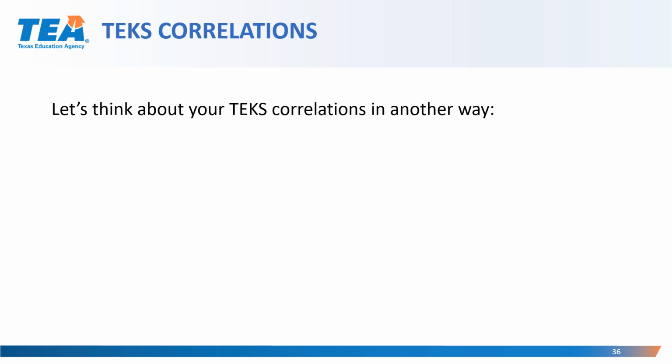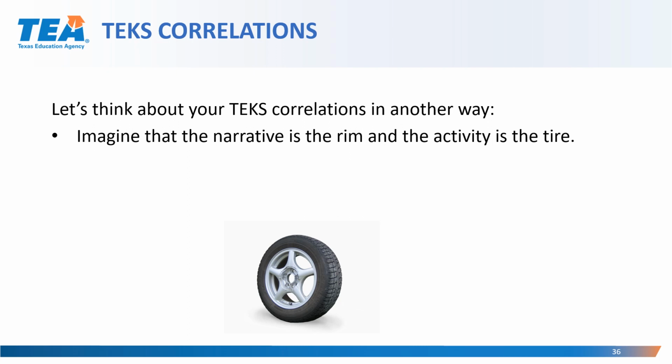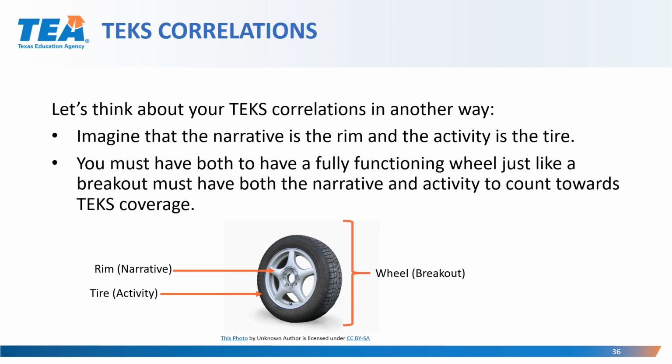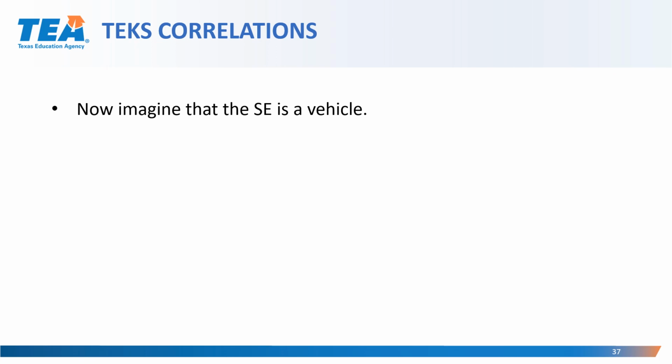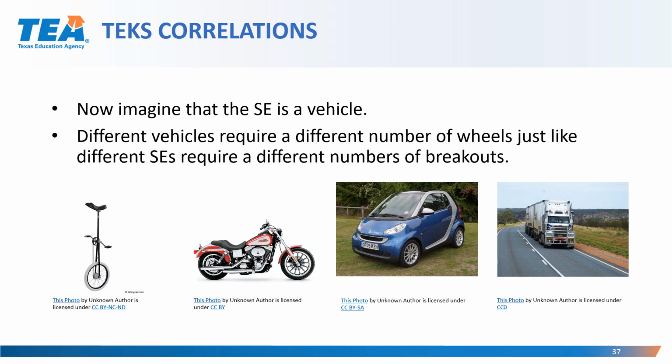Hopefully, you're following along, but in case you need to see the information in a different way, think about a wheel. Now, imagine that the narrative is the rim of the wheel and the activity is the tire. If you want your wheel to work, you must have a rim and a tire in good working condition, just like a breakout needs a narrative and an activity in order to count towards coverage of an SE. If the breakout is a wheel, then the student expectation is a vehicle. And you need a different number of wheels depending on the vehicle, just like you need to cover a different number of breakouts depending on the SE.